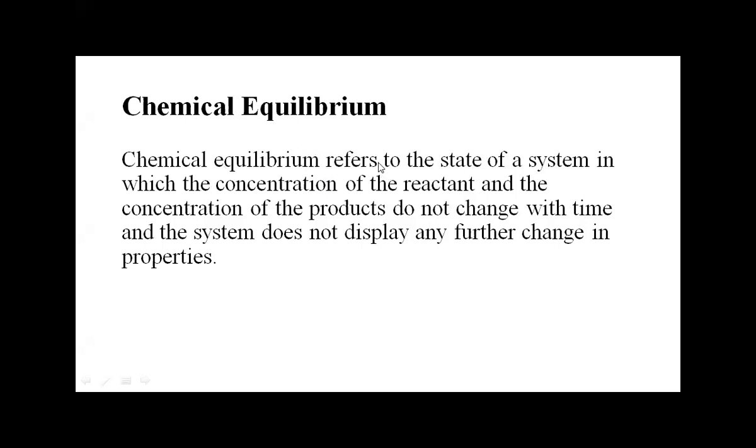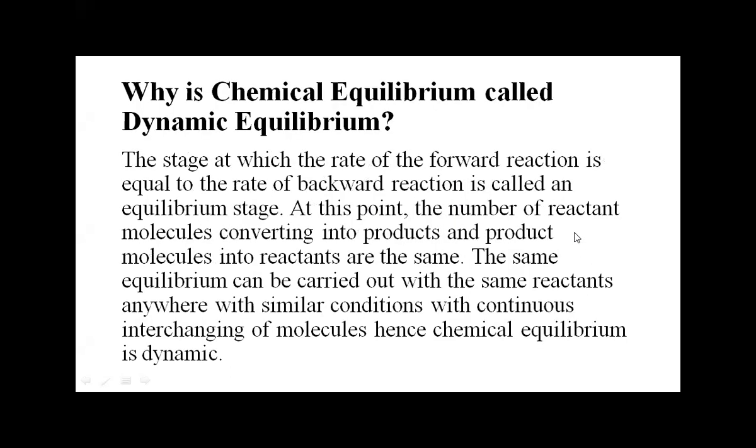Now moving on, we are going to discuss two concepts: physical equilibrium and chemical equilibrium. Chemical equilibrium is the state of a system in which the concentrations of the reactants and the products do not change with time, and the system does not display any further change in its properties. So here we speak about concentration. In physical equilibrium, we speak about the three states: solid, liquid, and gaseous. Since here we are talking about reactants and products, we take chemical.